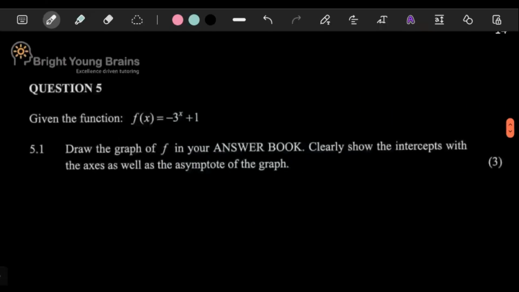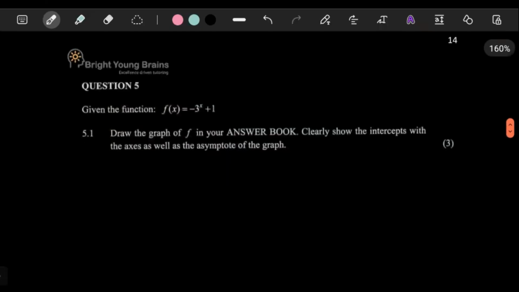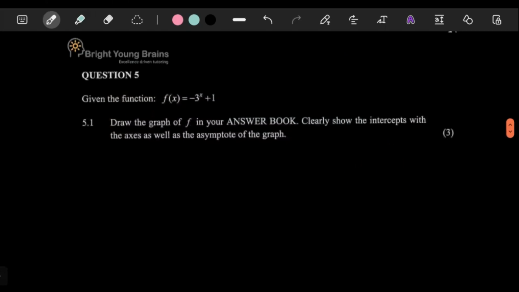Question number 5. Okay, question number 5 says, given the function f of x is equal to negative 3 to the power of x plus 1. So in a situation like that, you need to be careful. When I say careful, I just mean, it's an exponential graph. Okay, there's really not much to be careful about. Just get your marks, actually. So we're given this equation, then it says draw the graph of f in your answer book. Clearly show the intercepts with the axes as well as the asymptote of the graph.